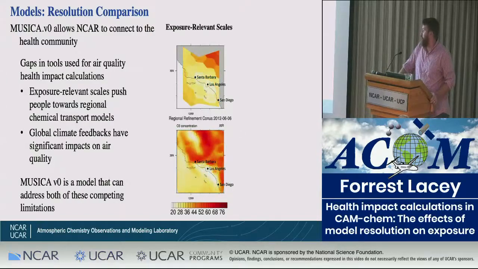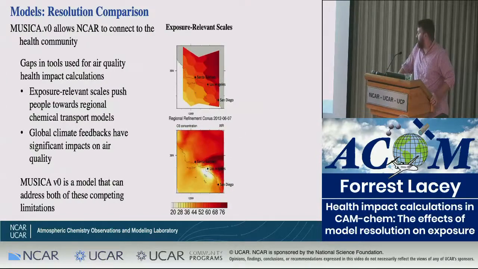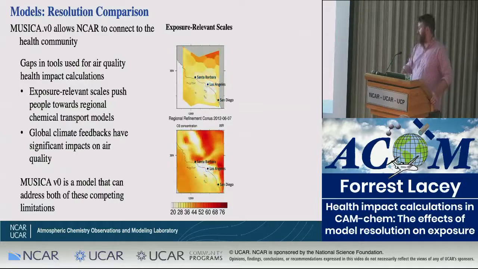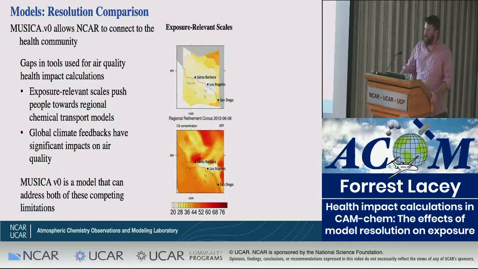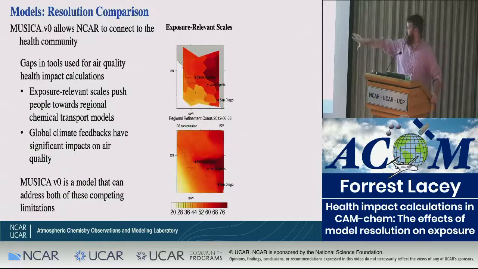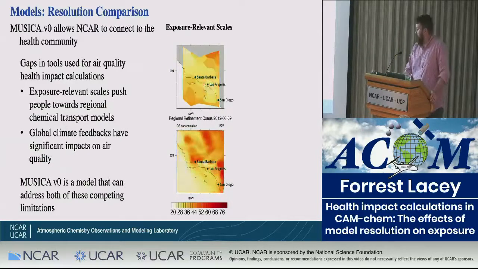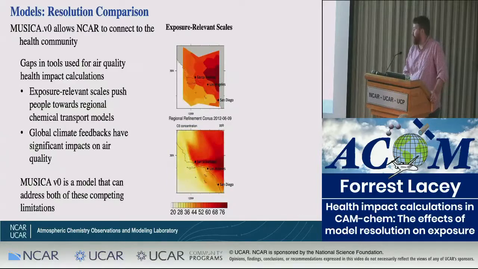So here, we're looking at the Southern California seaboard, where we have San Diego, Los Angeles, and Santa Barbara. And you can see what was 3 grid cells in the SE model, we now have a number of different grid cells calculating the different impacts there.